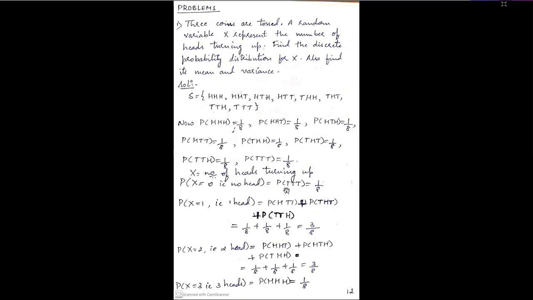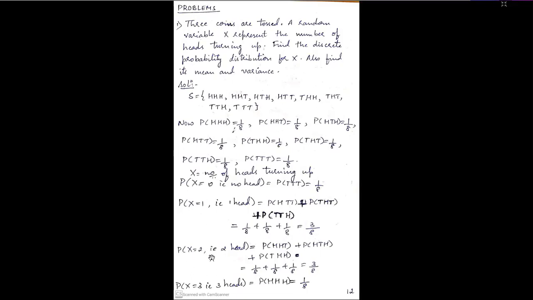So the probability of x equal to 0, that is no head, means it has to be TTT. So the probability is 1 by 8. Similarly, the probability of x equal to 1, that is only one head turning up. Looking at the sample space, that is probability of HTT plus probability of THT plus probability of TTH. Each has a probability 1 by 8, so when you add it, you get 3 by 8.